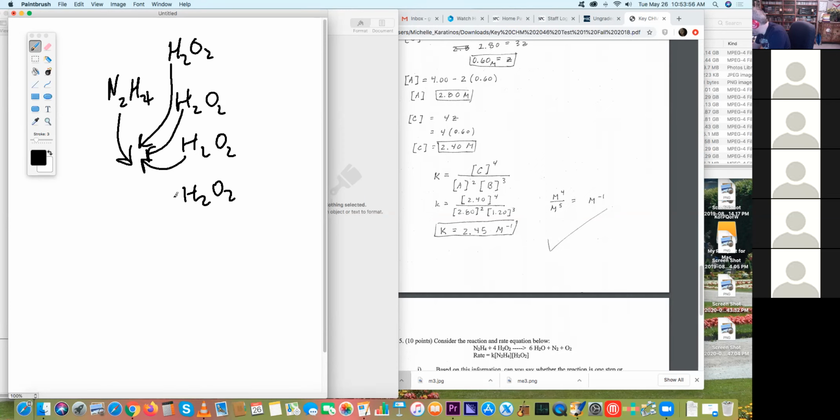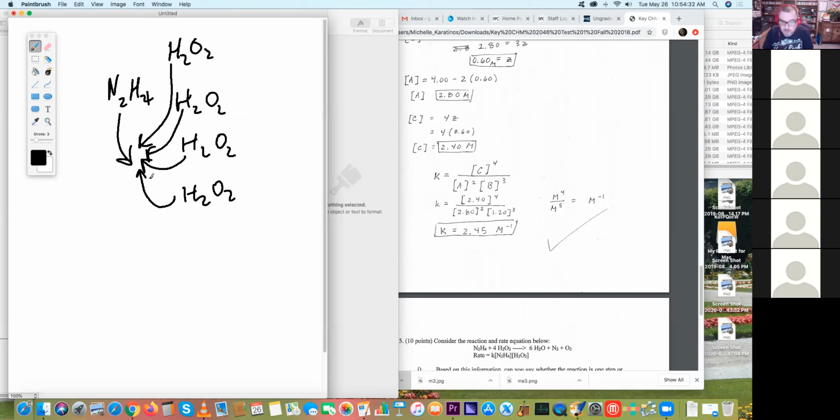What we'd be talking about for a one-step process would be the simultaneous collision of one N2H4 and 4 H2O2 molecules. On a probability basis, that's an incredibly unlikely scenario. So it's very unlikely that this happens in one step. What that means is it's likely to happen in a number of steps, and we're going to determine what those steps might look like. We are given one piece of information to help us with that, and that's the rate equation.